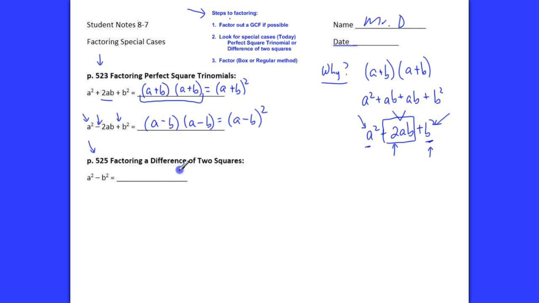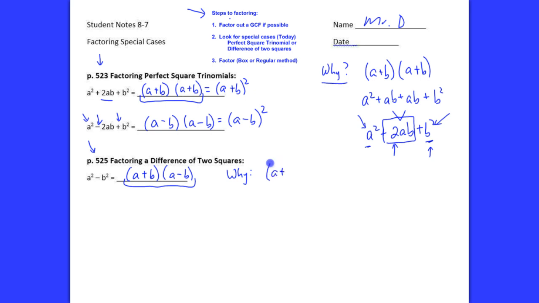If you're factoring a difference of two squares, that always worked out to be this type of pattern, where you have a plus b times a minus b. All right, why? Again, let's look at it. Back then I gave you this as the question, and then that was the answer. Today we turn it around as we factor.